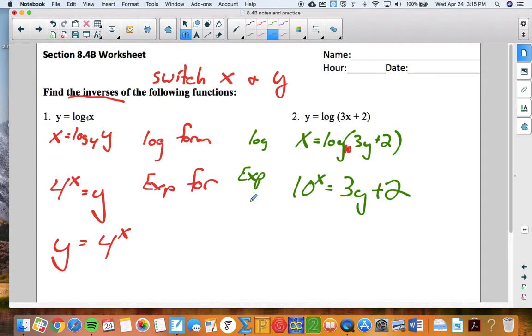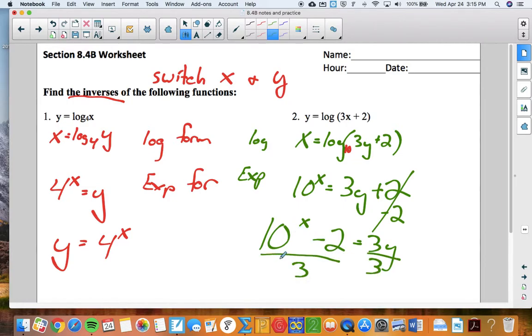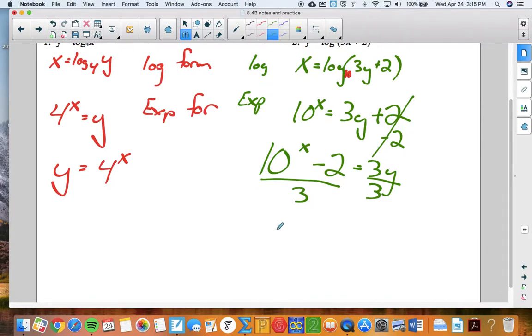Now we want to get y by itself, so we're going to subtract 2. So we get 10 to the x minus 2 equals 3y, and then we want to divide by 3. So y equals 10 to the power of x minus 2, all over 3. Bada bing, bada boom.